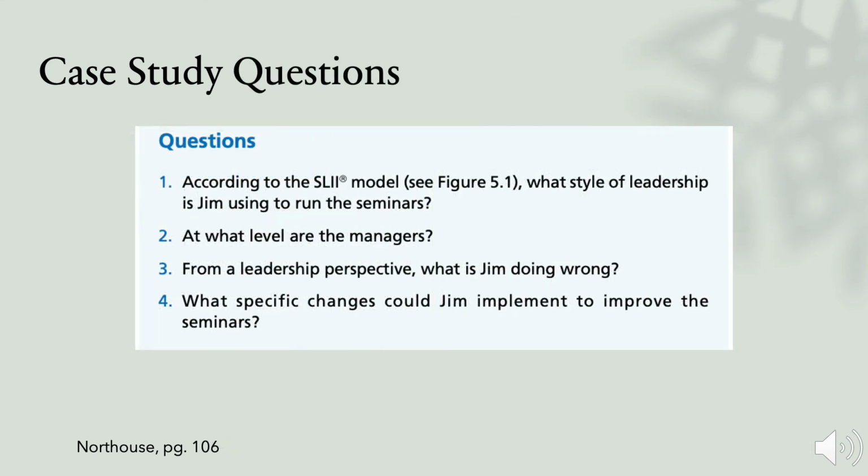So there are 4 questions regarding this case study. Question number 1. According to the SL2 model, what style of leadership is Jim using to run the seminars? Question number 2. At what level are the managers? Question number 3. From a leadership perspective, what is Jim doing wrong? And question number 4. What specific changes could Jim implement to improve the seminars?